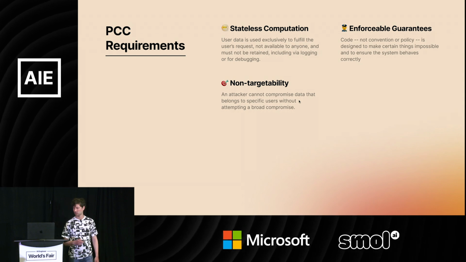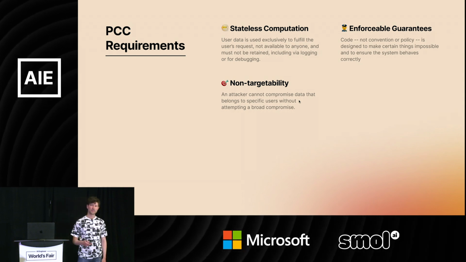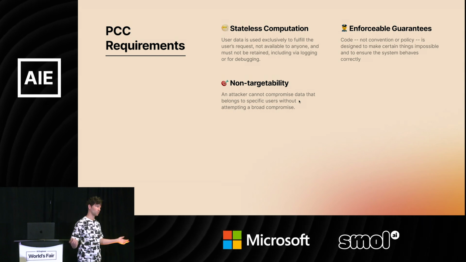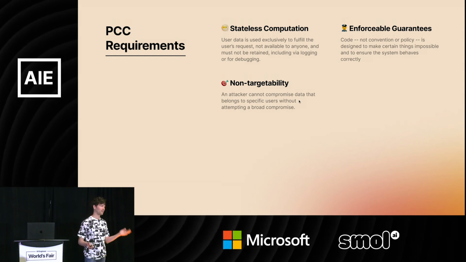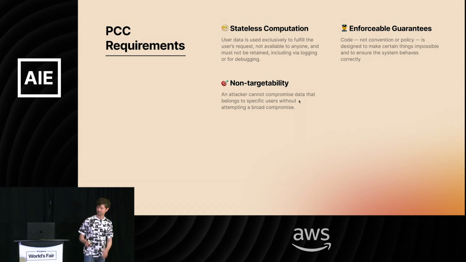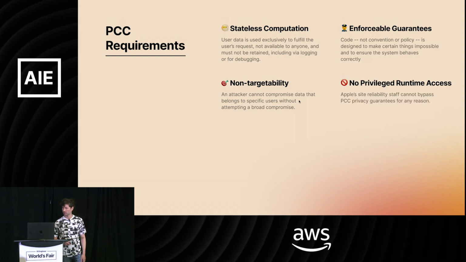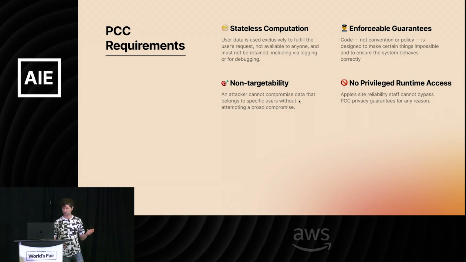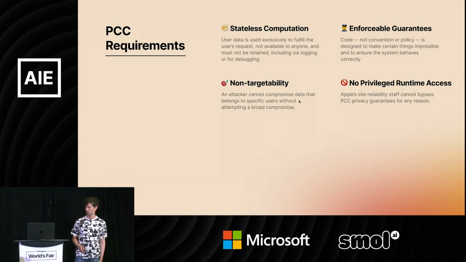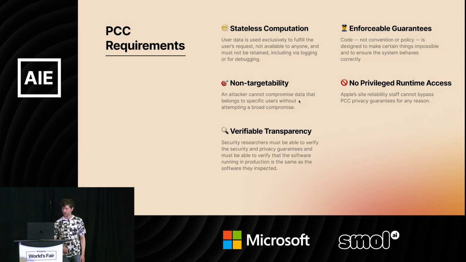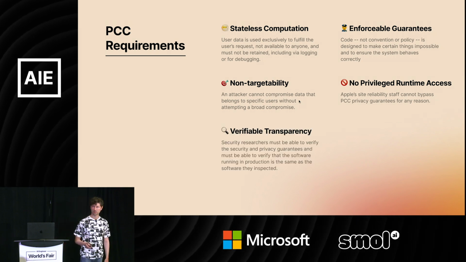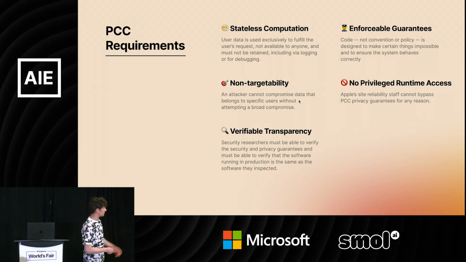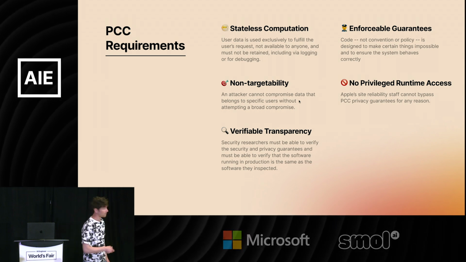The third principle or requirement is non-targetability. That means that if you wanted to hack my data on PCC, you'd have to target everyone and sift through all of it, rather than having some easy way to find just me. No privileged runtime access. I just briefly touched on it earlier, but essentially there's no way to bypass these restrictions in production. And then the final one and the most important one is verifiable transparency. Verifiable transparency essentially says we can prove that all of the above items are true.